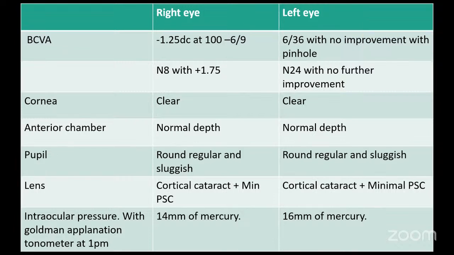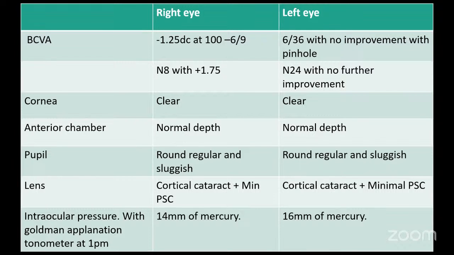So on examination, on the right eye, the best corrected visual acuity was 6/9 with minus 2.5 diopter cylindrical at 100 degrees, and near vision was N8 with plus 1.75. The cornea, anterior chamber, and pupil were normal, whereas the lens showed some cortical cataract with minimal posterior subcapsular cataract. The intraocular pressure with Goldmann applanation tonometry at 1 p.m. was around 14 millimeters of mercury.